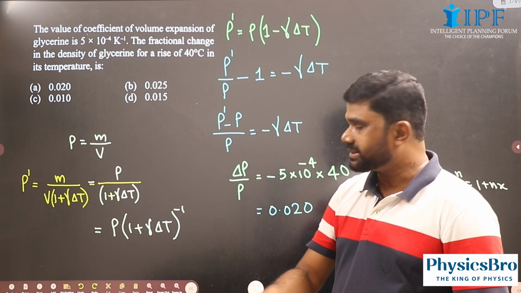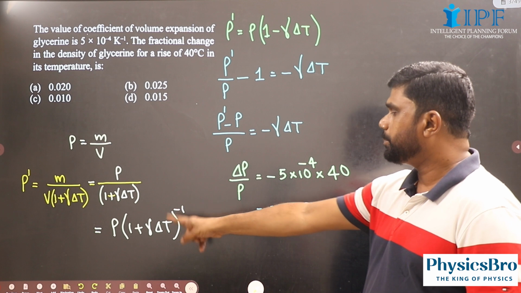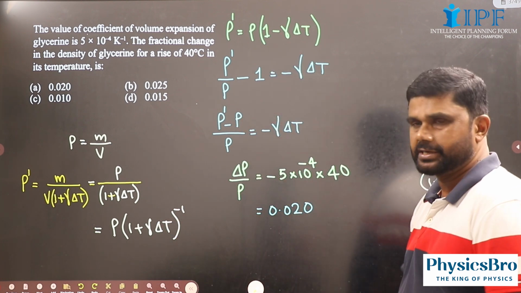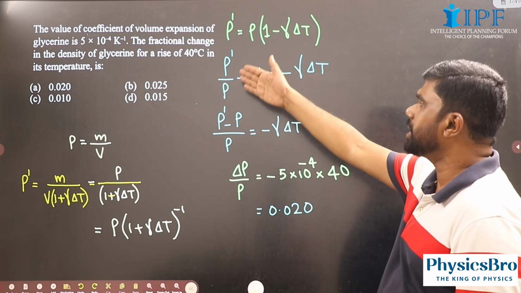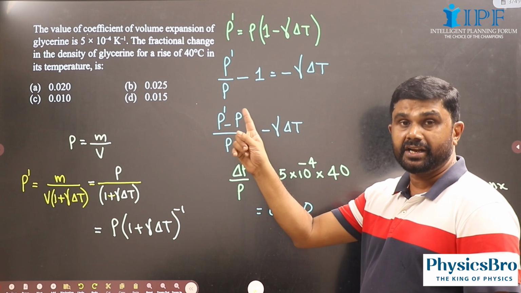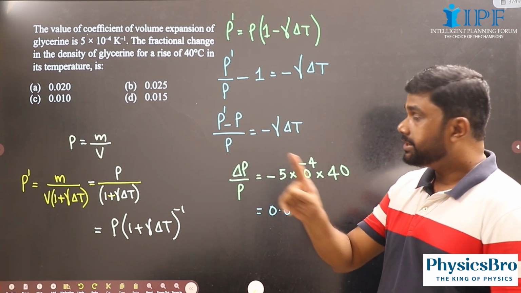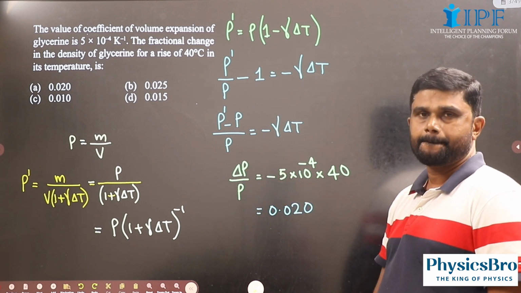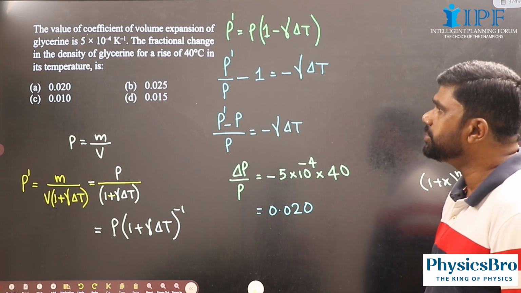And what stands for x? It is gamma delta T. So it can be written as 1 plus minus 1 into gamma delta T, or it is 1 minus gamma delta T. Now this can be written as rho dash by rho minus 1, that is minus gamma delta T. So rho dash, the final density, minus the original density, that is the change in density, divided by the original density, that is the fractional change in density. Now that fractional change in density is what we have to determine.